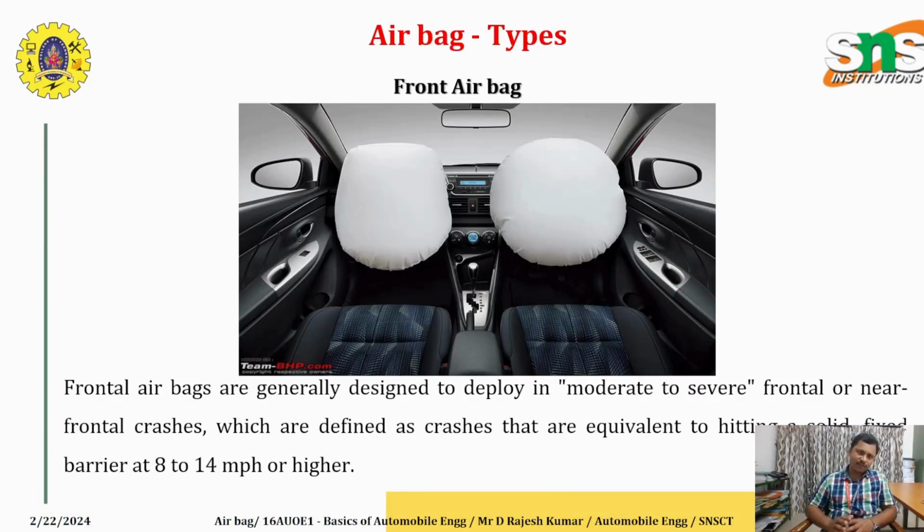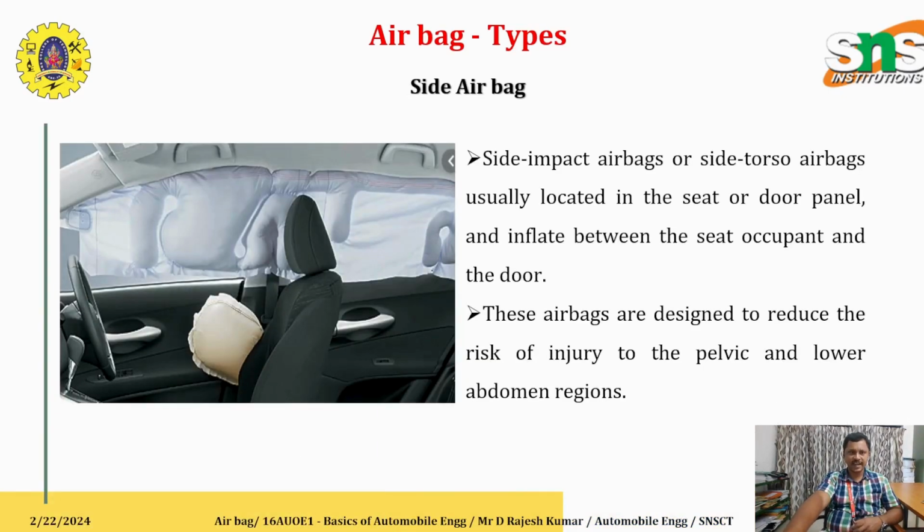So there are different types of airbags. You can see the frontal airbag, which is on the front side of the vehicle. For the driver, it is mounted on the steering, and for the occupant seated nearer to the driver, the airbag is kept in the dashboard. The side airbag protects against head injuries during an accident. These side airbags are placed in the side roof of the vehicle.